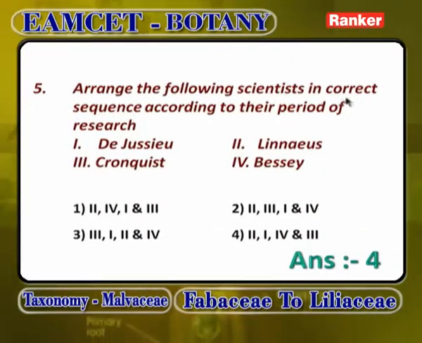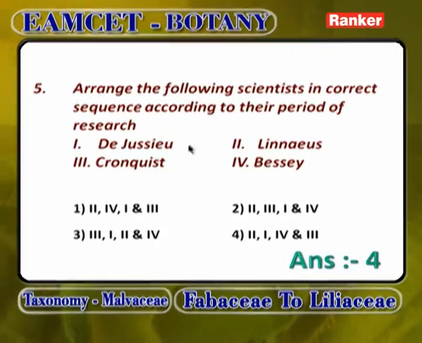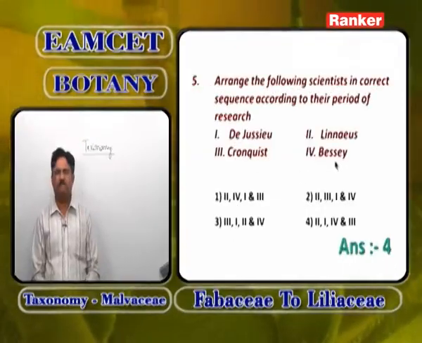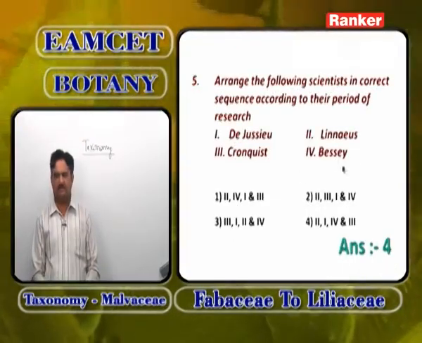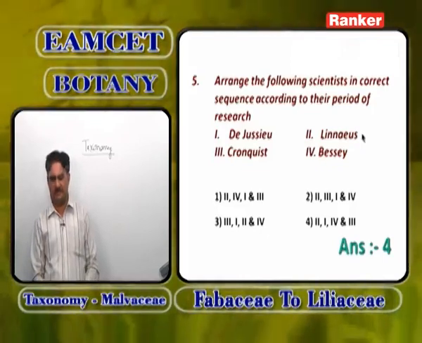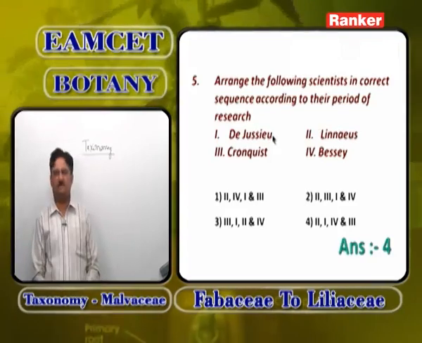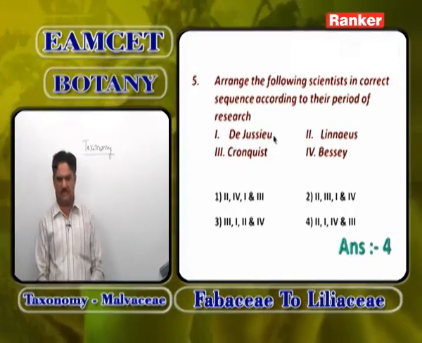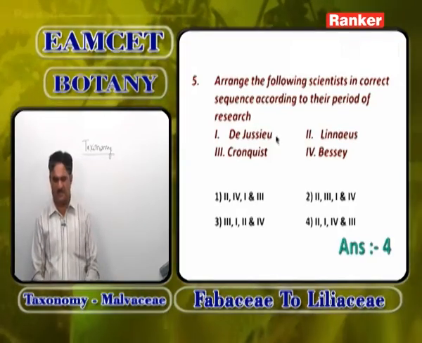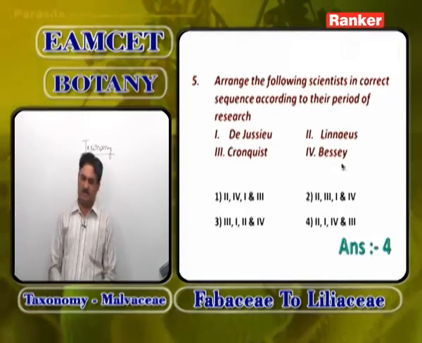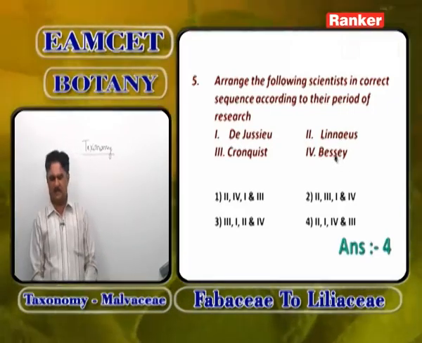Arrange the following scientists in correct sequence according to their period of research. That means according to the period when they were living. De Jussieu, Linnaeus, Cronquist, Bessey. In this, Linnaeus is first. Linnaeus gave the sexual system of classification, the first scientist in this. Then de Jussieu. De Jussieu proposed the natural system of classification. Then Bessey. Bessey proposed the phylogenetic system of classification.